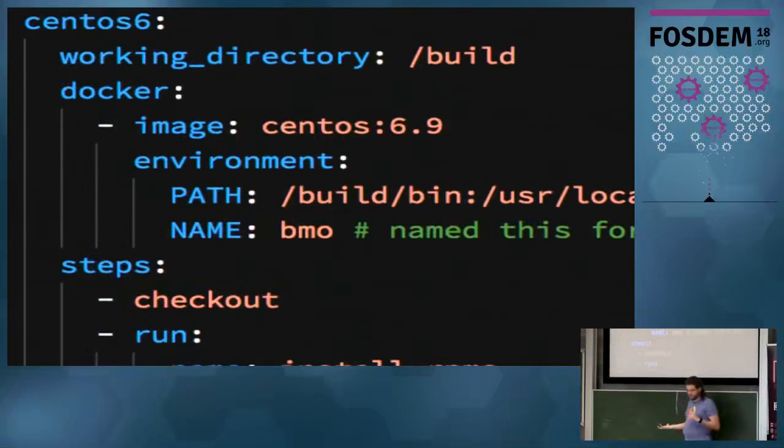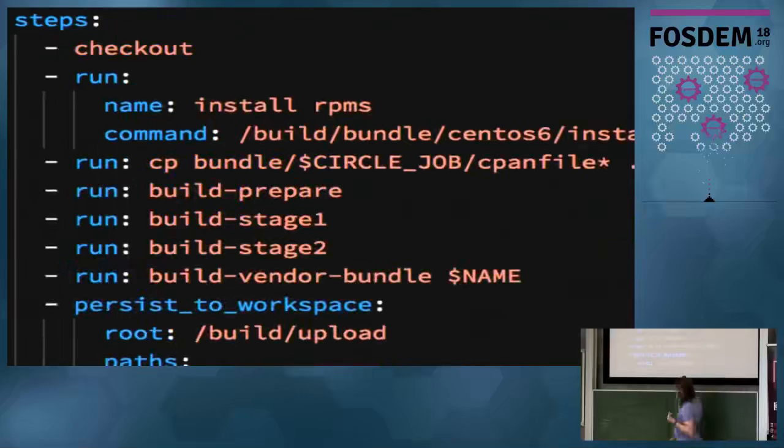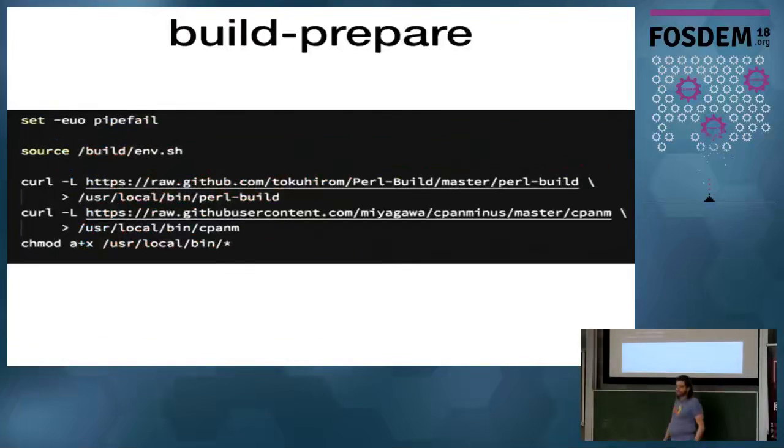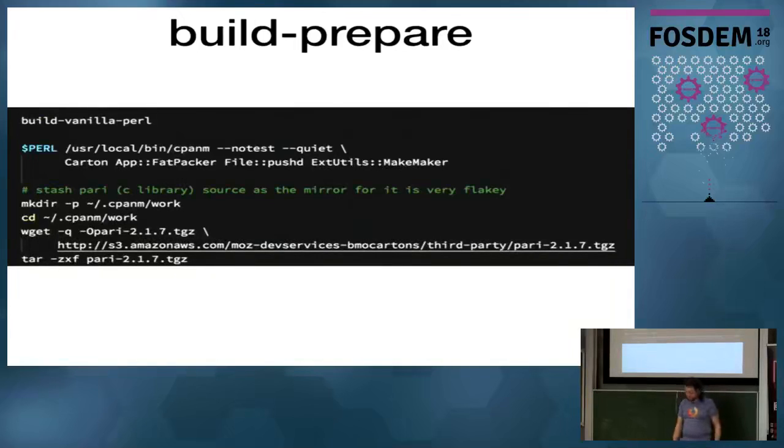The Docker environment gets to be based on an image, which is our base image of CentOS 6. And it runs a set of steps, which you can see in closer detail here. That does a checkout of the code. It installs all of the RPMs, the system-level RPMs like libc stuff. And then it does build prepare, build stage 1, build stage 2, and then it makes a tarball. So build prepare is a simple script that's basically downloading Perl, Perl build and Carton, and then it's also compiling those things.